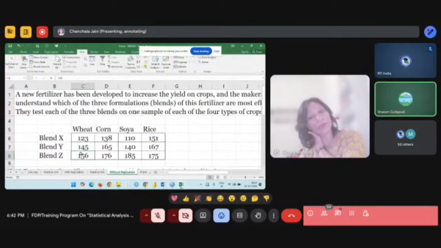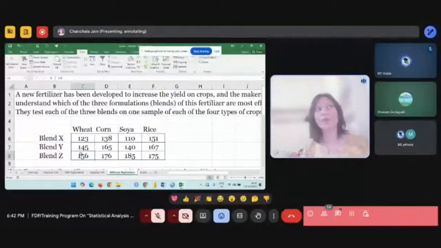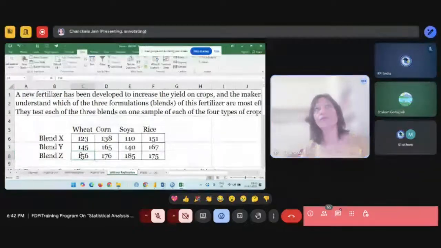So this way, again you can find two categorical and one numeric variable. That is type of blend and type of crop. These are the two categorical variables, and the yield of the crop is the third variable, which is numeric.